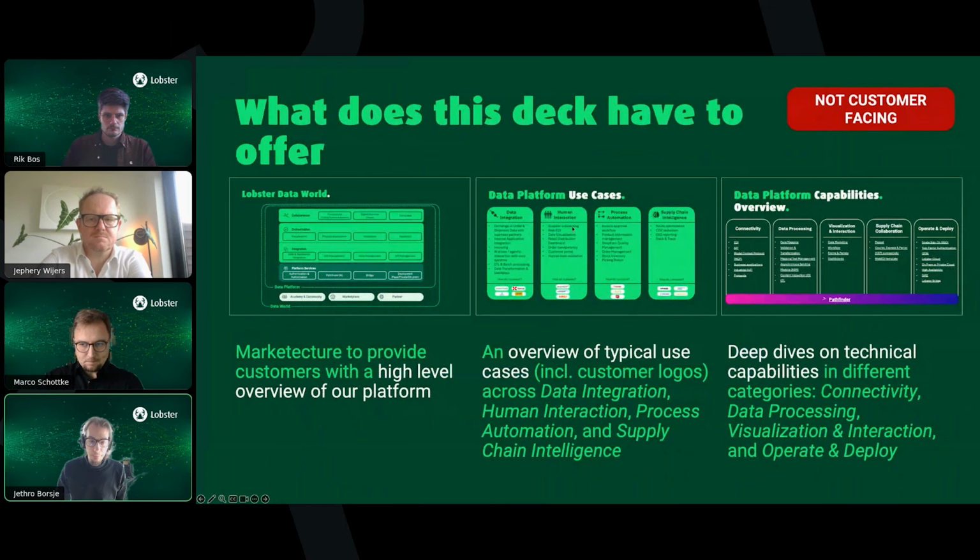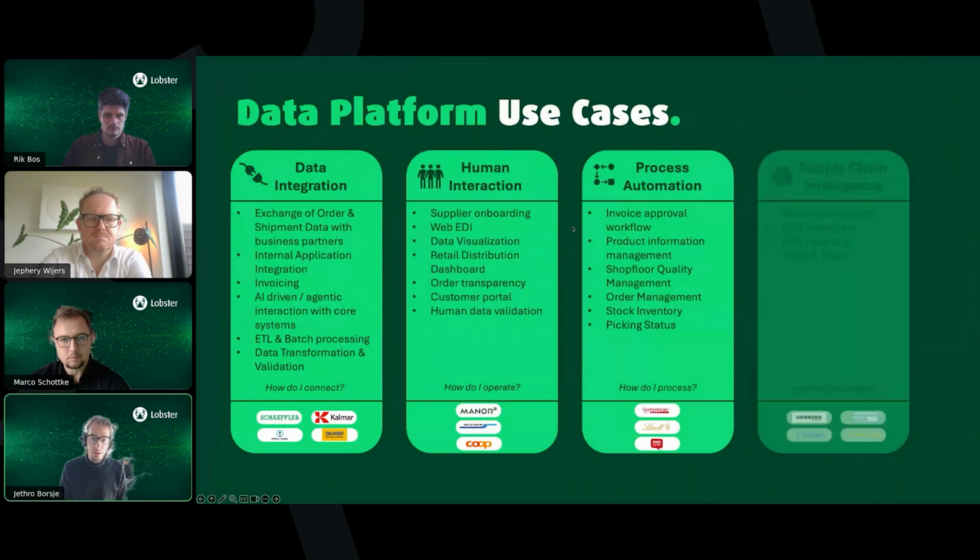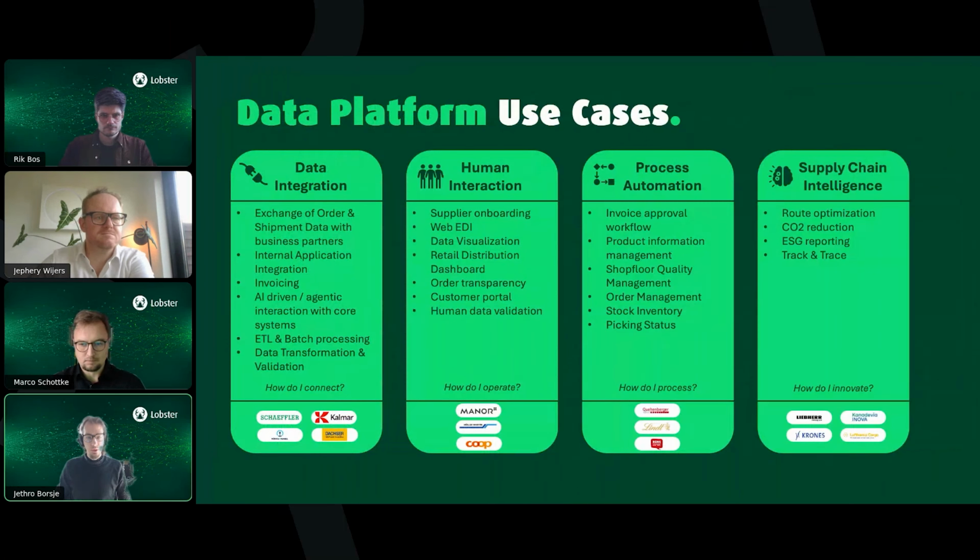What's interesting is that what customers typically get excited about is what they can now build with this platform. So what we did here is we outlined examples of what different customers are building with the Lobster Data Platform in different categories. So pure data integration use cases, cases which are more about human interaction, so building portals, for example, to have more control over manual integration flows, process automation cases, up until supply chain intelligence, where we work together with software vendors, for example, for CO2 reduction or route optimization algorithms.